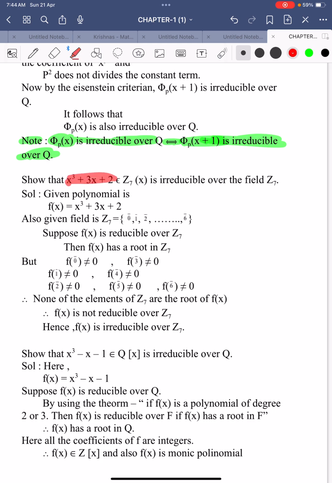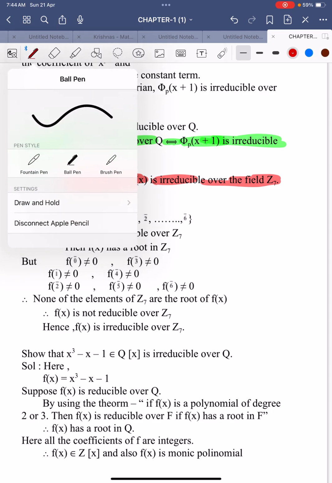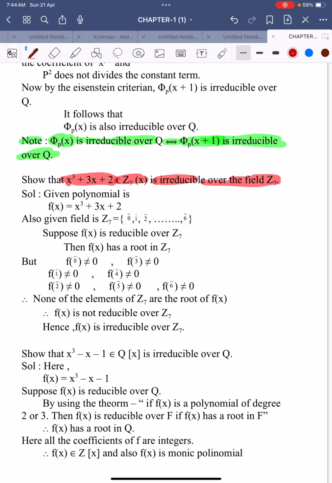Show that x cube plus 3x plus 2 belongs to Z7[x] and is irreducible over the field Z7. Yes, Z7 consists of the elements 0, 1, 2, and so on up to 6. Z7 with respect to addition modulo 7 and multiplication modulo 7 is clearly a field because 7 is a prime number.